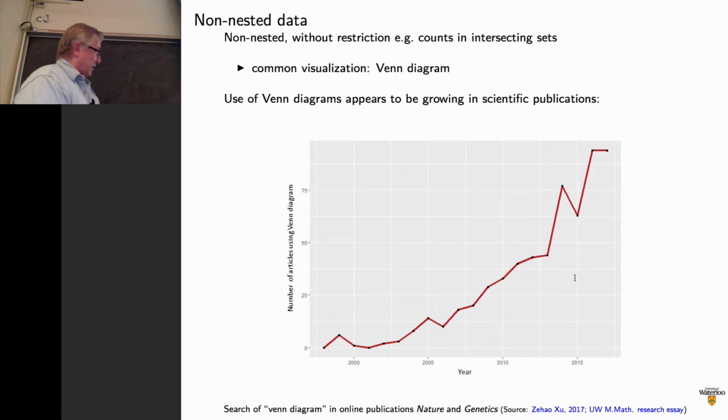So these are just looking at articles since just before, I guess that's 98, of two famous publications, Nature and Genetics, online versions, and just how many articles mentioned are using a Venn diagram. And this is increasing substantially over time here, the last decade or two. Right? So Venn diagrams are appearing more and more and more, and largely because of the nature of the data that scientists are encountering.